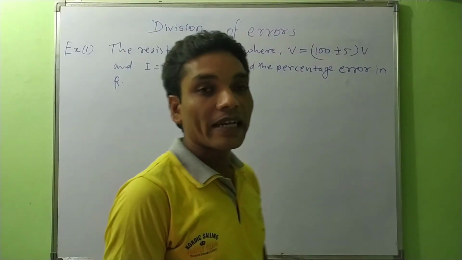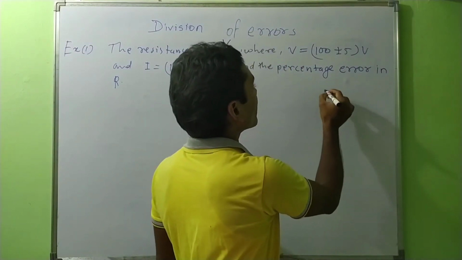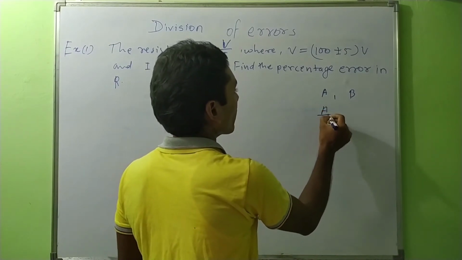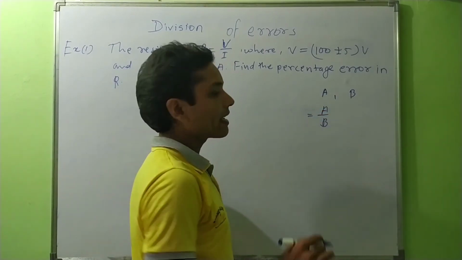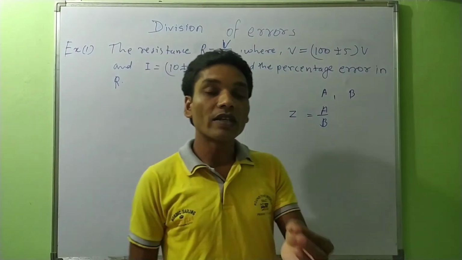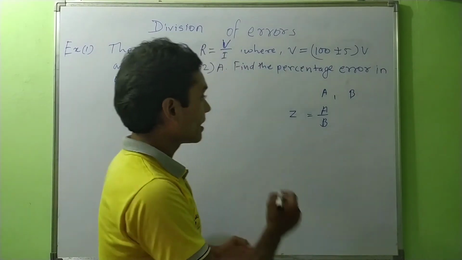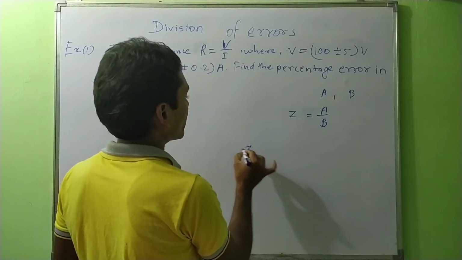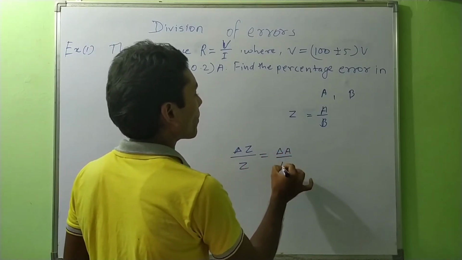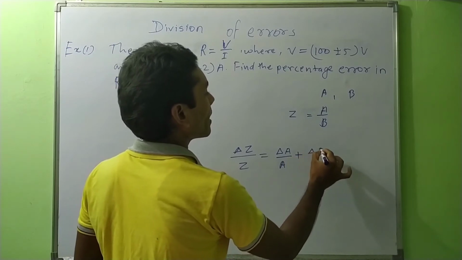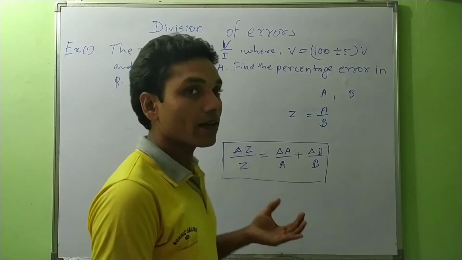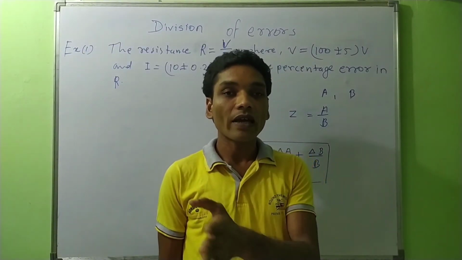You know that if two physical quantities are given, A and B, then their division is A upon B, and let it be equal to Z. For this division, the formula of division of errors is Δz/z equal to Δa/a plus Δb/b. This is the expression for the relative error for the division of errors.